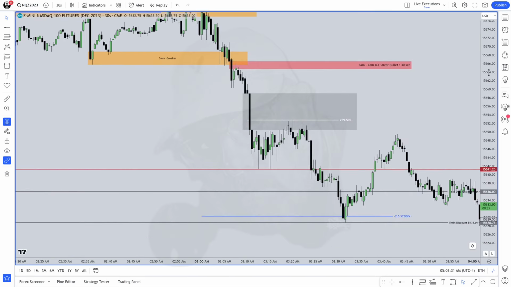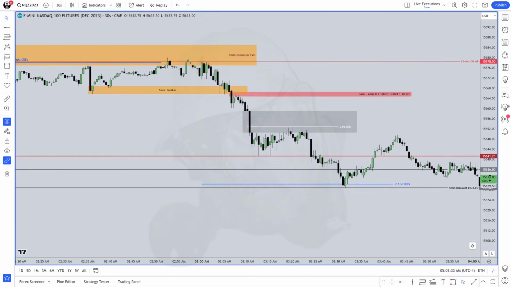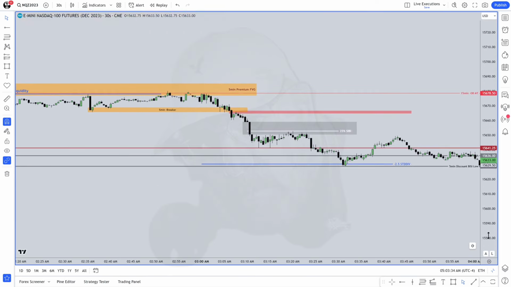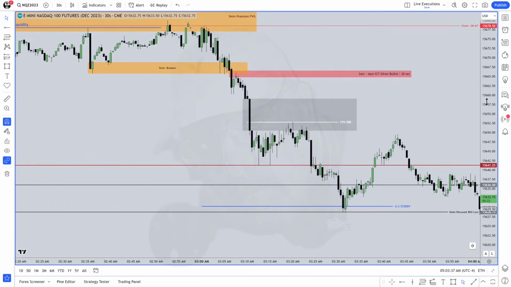Hang on here. Let me get this to show the level. Well, I don't think I have it highlighted for that level. Well, we can use the 5-minute fair value gap. So if we were anticipating that level, don't worry, I'll show you what all this is here in a second.